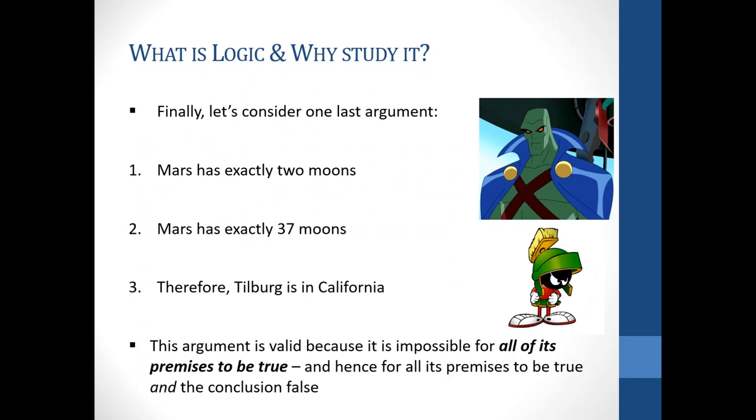Note it doesn't matter what 3 is. I could have put 2 plus 2 equals 5 down here for 3. I could have put Tilburg's in the Netherlands. It doesn't matter. We can plug any sentence we want in there. This argument's going to be valid, because the premises don't work together nice. So again, this is not going to be a regular argument we're going to run into, but it's a helpful one for us to play around with a little bit to start to see how the shape of validity works.